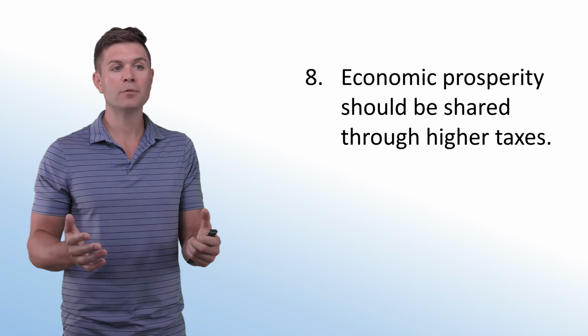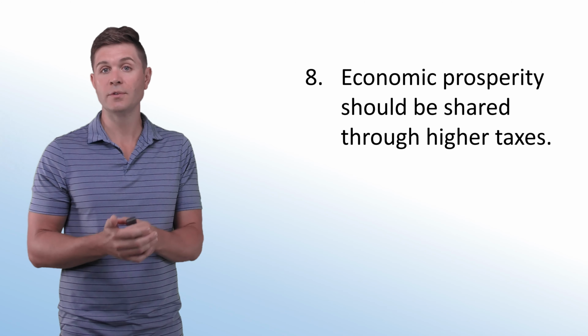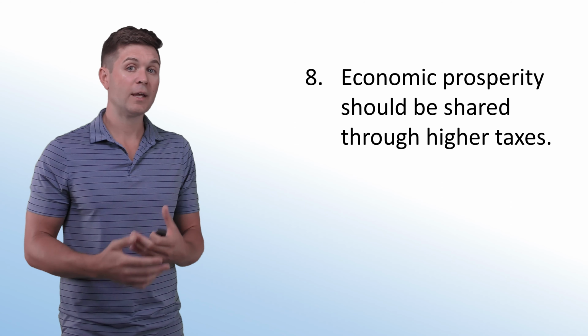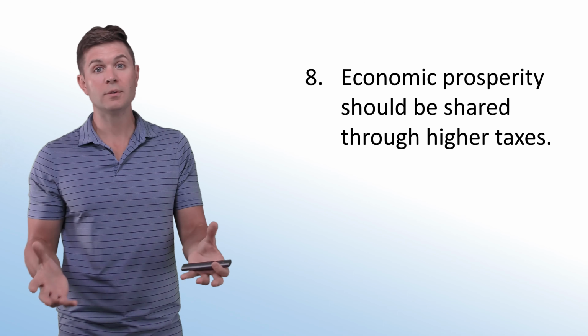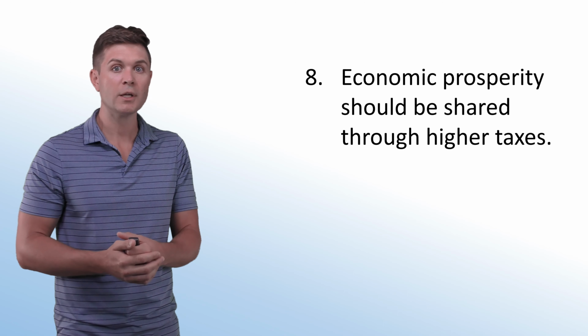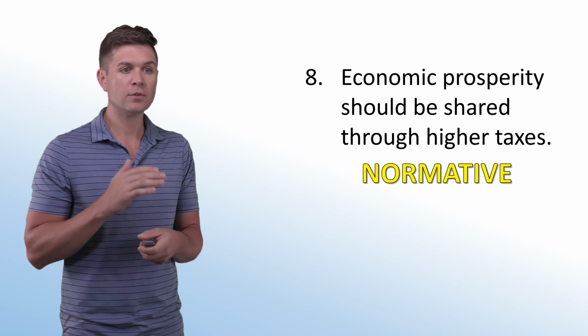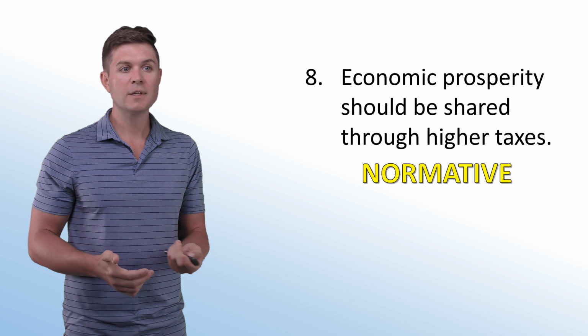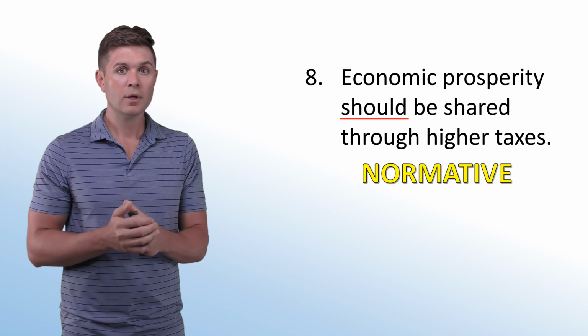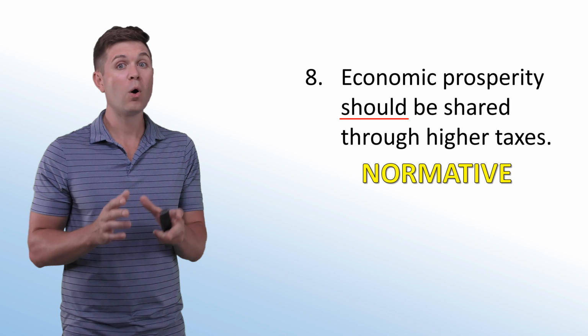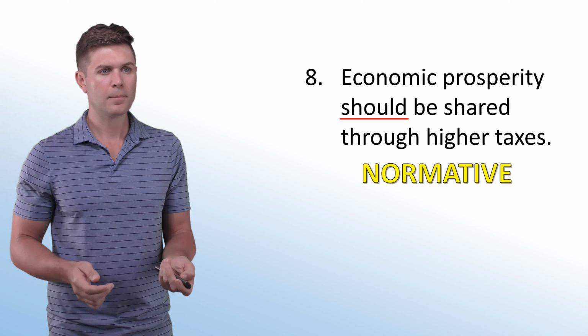Number 8, economic prosperity should be shared through higher taxes. So basically this is saying we should tax the wealthier and redistribute that to the less fortunate. However, it is a value judgment here. It's a normative statement. The key word here being should. Should statements are almost always a normative statement.